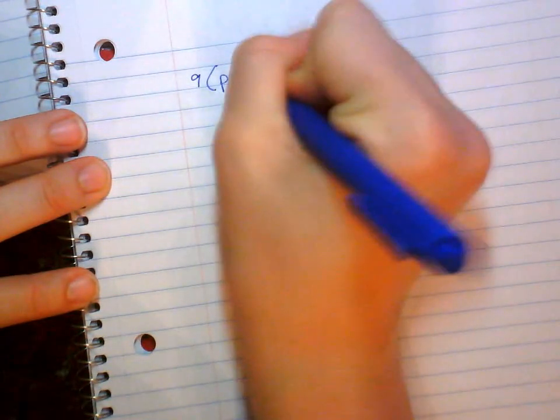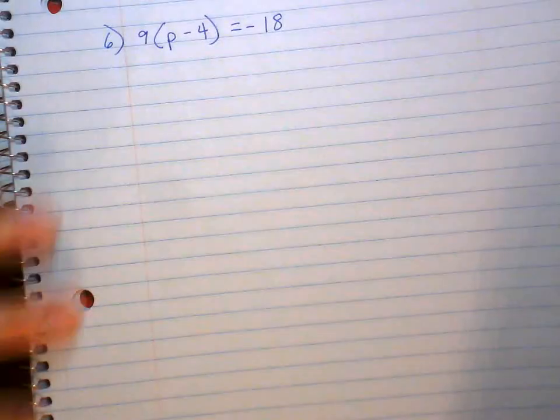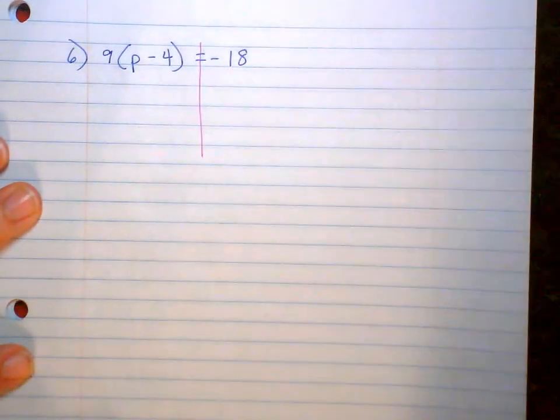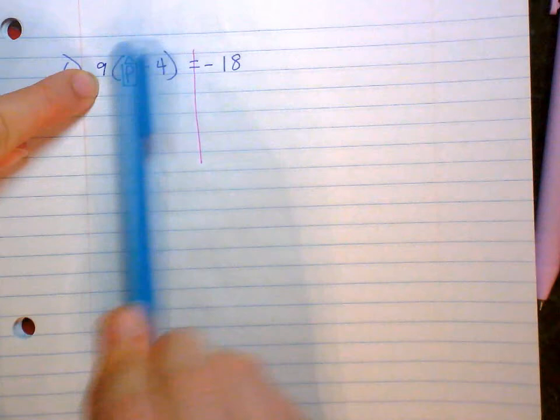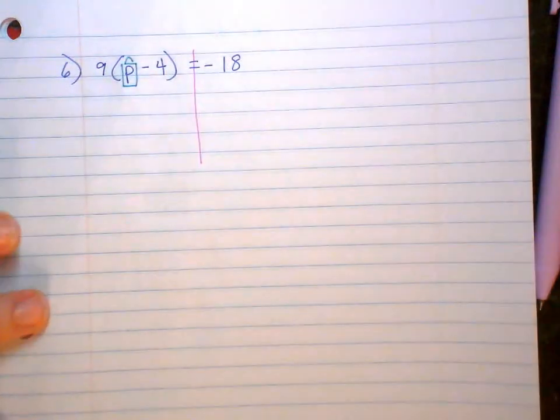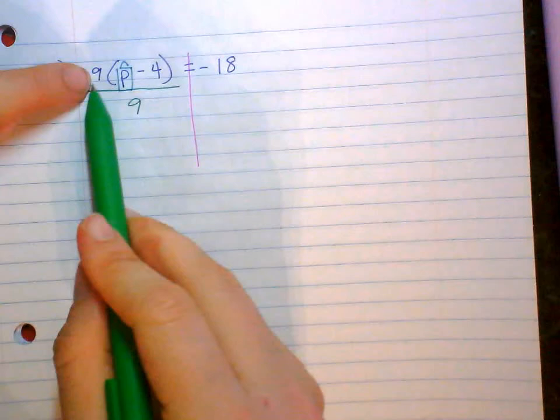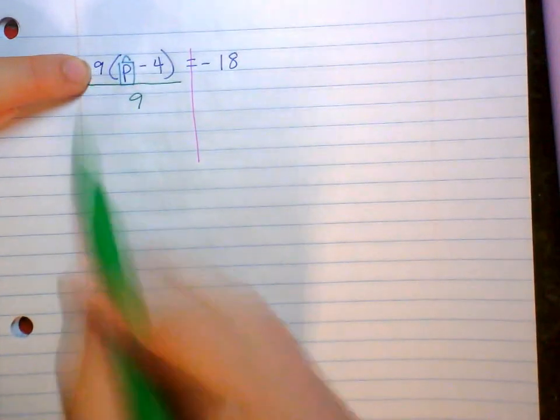So we're going to do 9 times p minus 4 equals negative 18. One way that you can do it, and this is how I see it: let's draw that line and lock up that variable. I see this as 9 times this whole quantity, p minus 4, equals negative 18. Right off the bat, I just want to divide by 9, because I know that'll cancel out this 9 up front. 9 divided by 9 is 1.